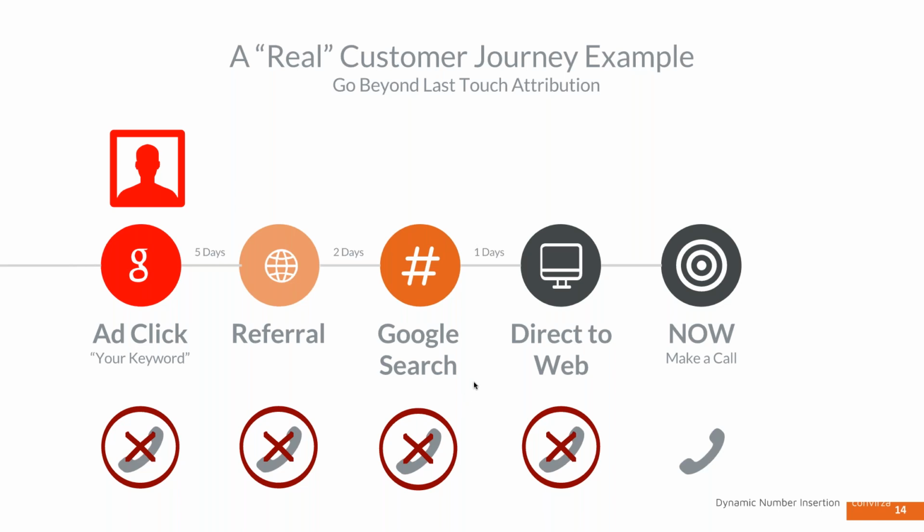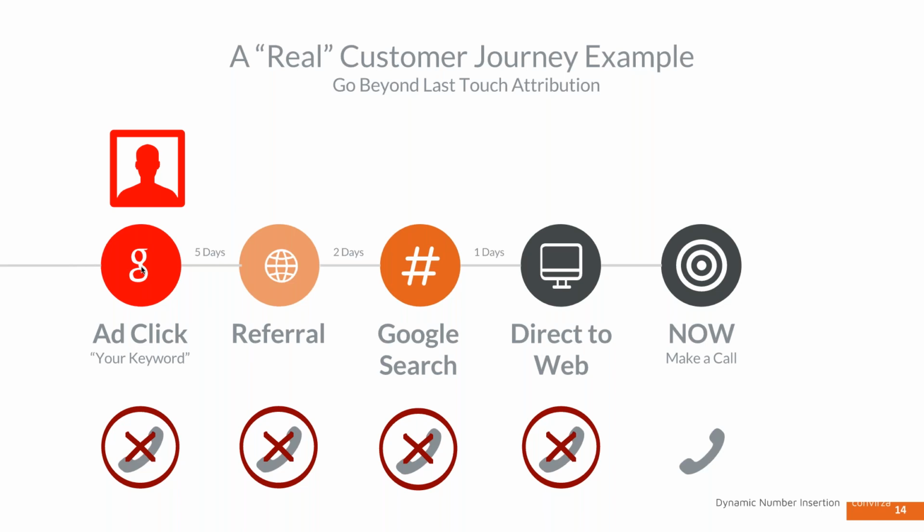Whereas if we're using DNI and we're using visitor level DNI specifically, what we'd be able to see is that originally they came in from an AdWords ad, then they came in from a referral source, then they came back from an organic search, and then the next day they came back direct, and that's when they made the phone call.